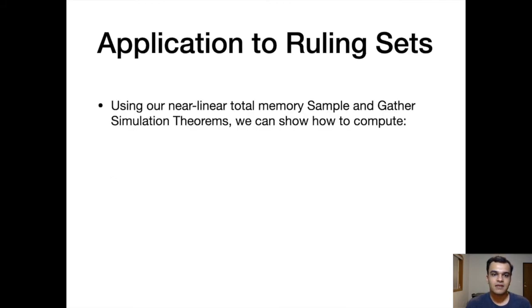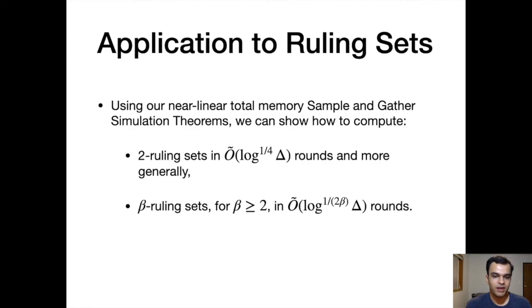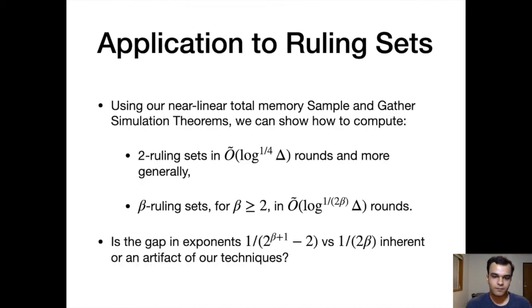For ruling sets, we use our near linear total memory simulation theorems and show how to compute two ruling sets in log delta raised to 1 over 4 rounds, and more generally, beta ruling sets for beta greater than or equal to 2 in log delta raised to 1 over 2 beta rounds. Note that in the two total memory regimes, the exponents for beta ruling set are exponentially separated. So the question arises, is this inherent or is it an artifact of our techniques?